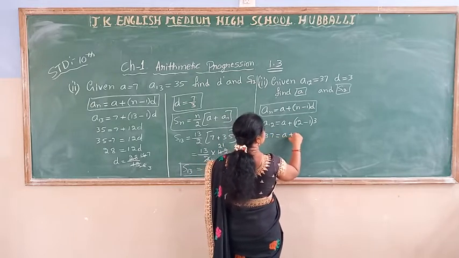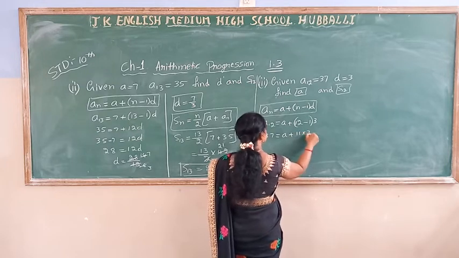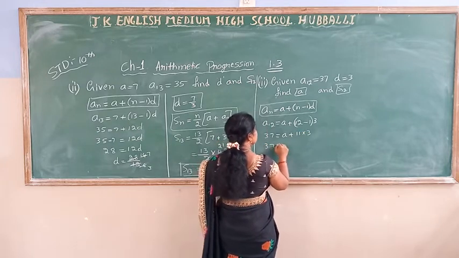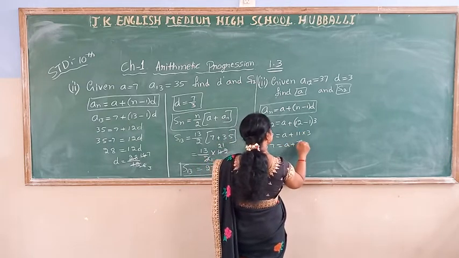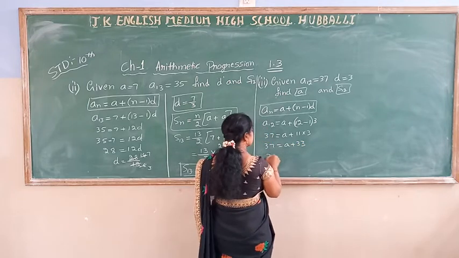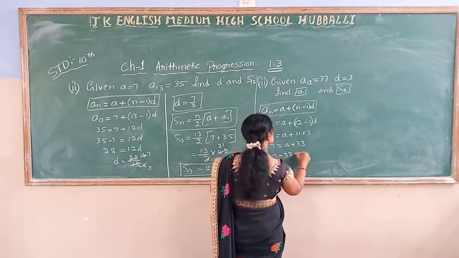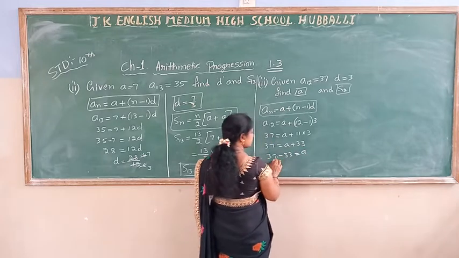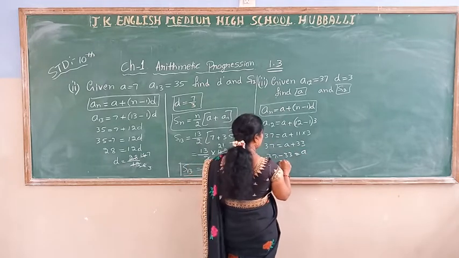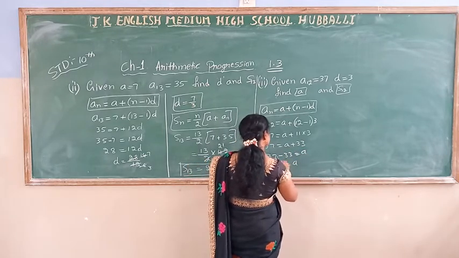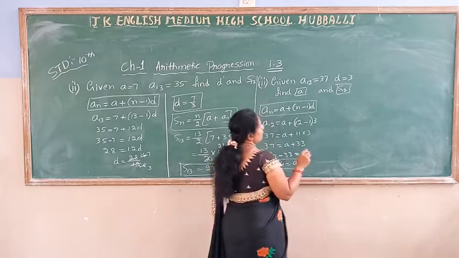So 37 is equal to a plus 11 into 3. 11 threes are 33, so this is equal to a plus 33. 37 minus 33 is equal to a. If you subtract 33 from 37, you get 4. So the value of a I got as 4.